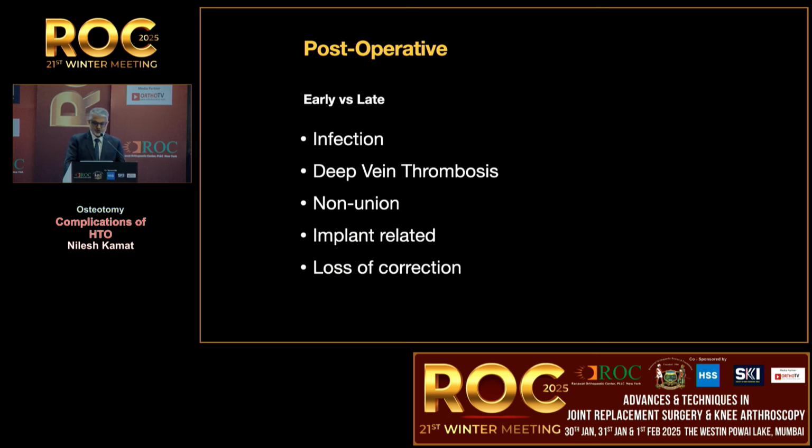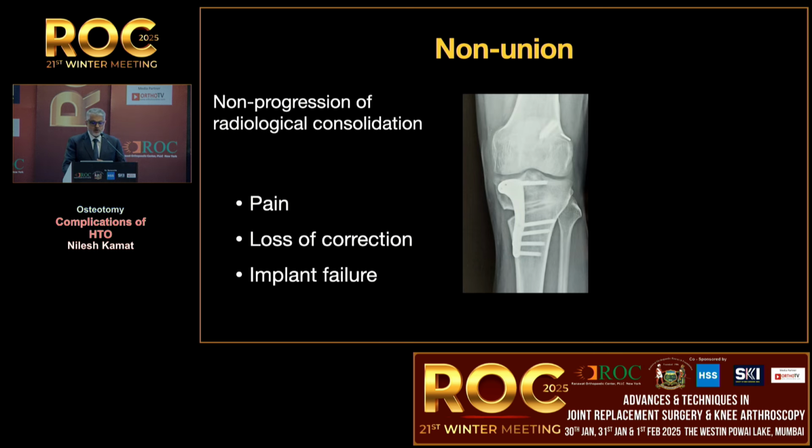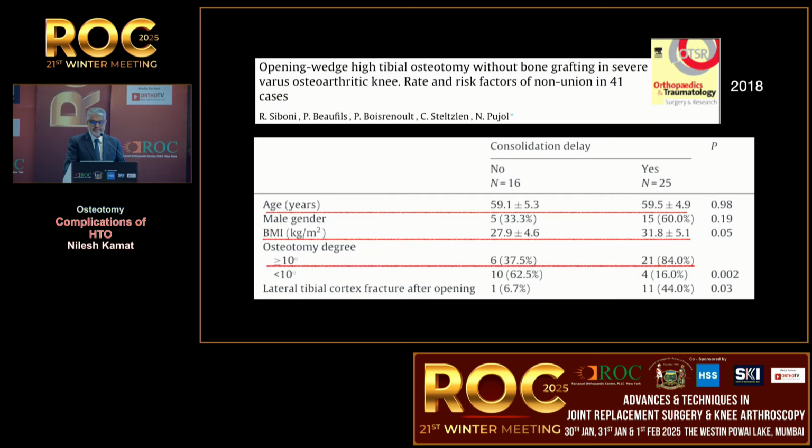Lastly, what about the post-op complications? All the conventional knee-related complications like infection, DVT, non-union, and implant-related complications are there. A quick word about non-union, more common in smokers. It's non-progression of the osteotomy. How do you see this on serial X-rays? You look at healing percentage, and you need to calculate this on every serial X-ray, and that should keep on reducing. That tells us that it is healing.